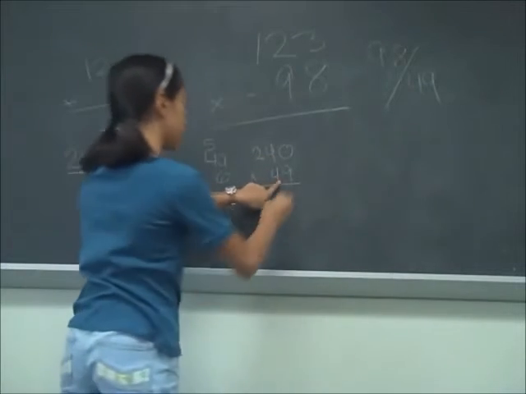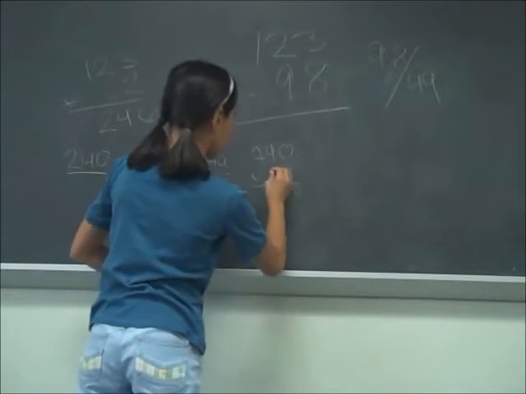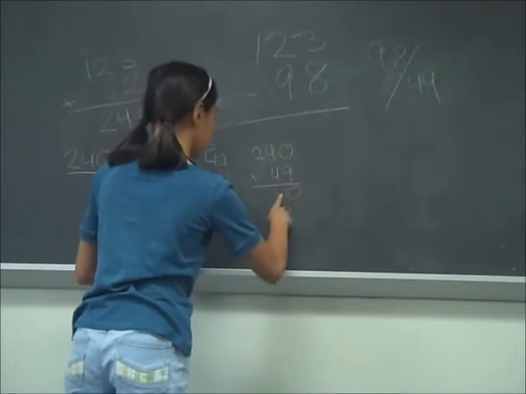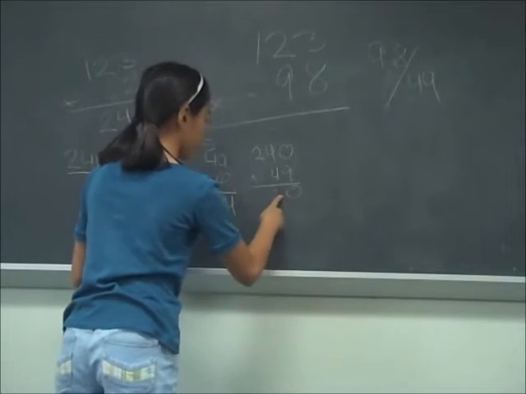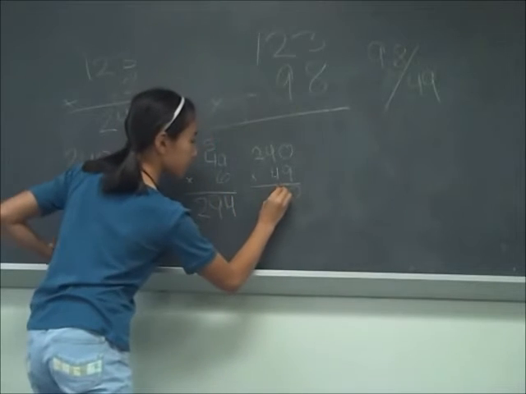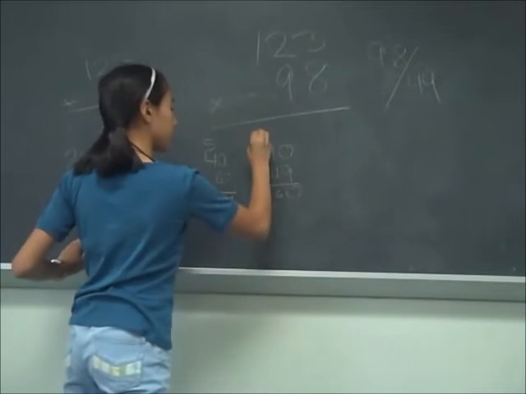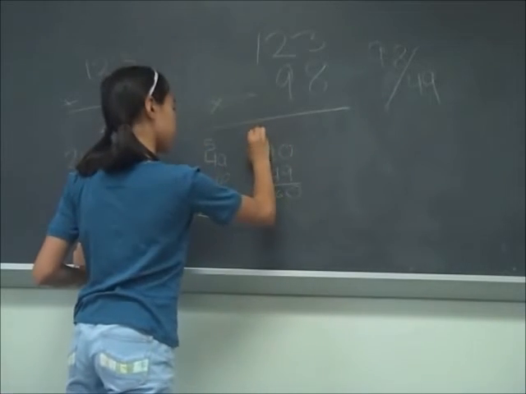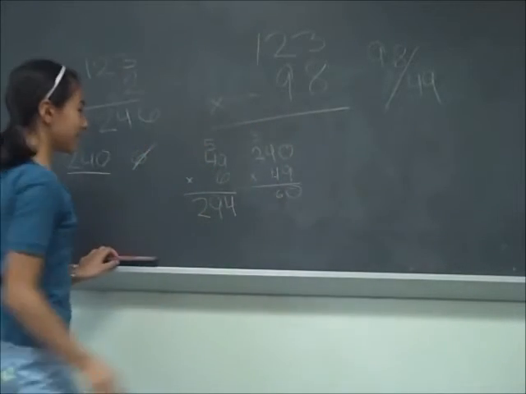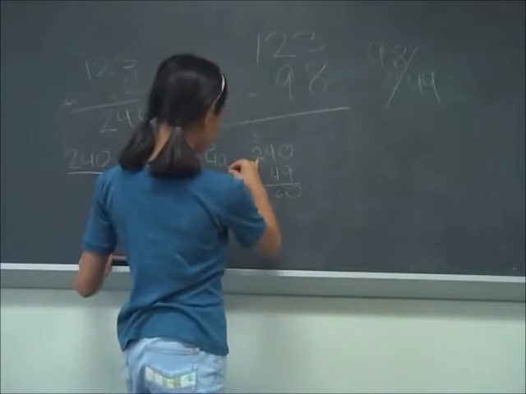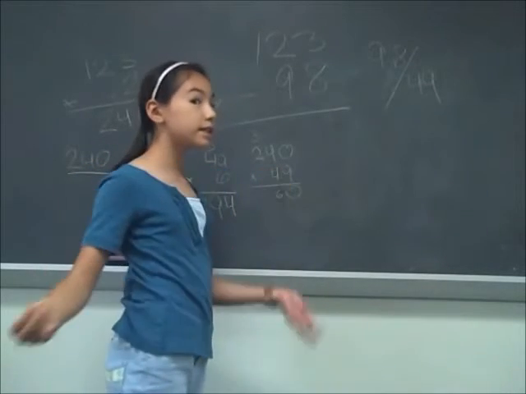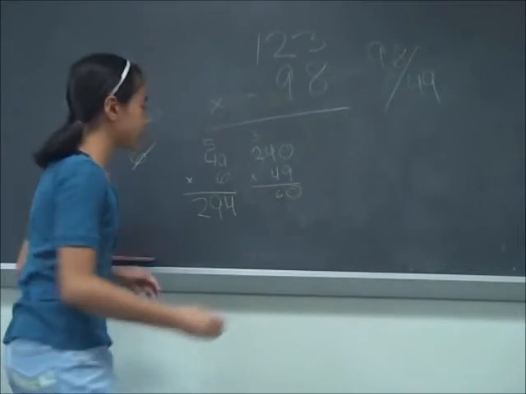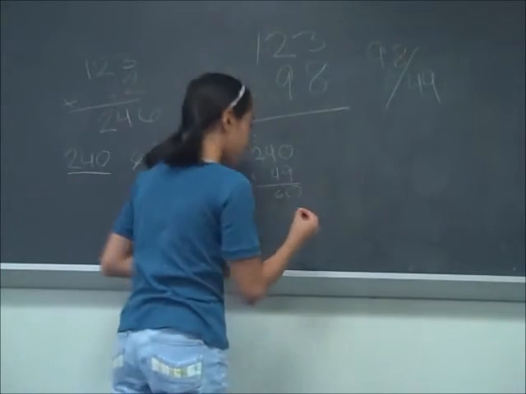0 times 9 equals 0. 4 times 9 equals 36. You put the 6, oh, whoops. I just keep on thinking wrong today. But you put the 6 right there, and I said 36, so you put the 3 up there. And then you do 2 times 9, which is 18. 18 plus 3 equals 21.